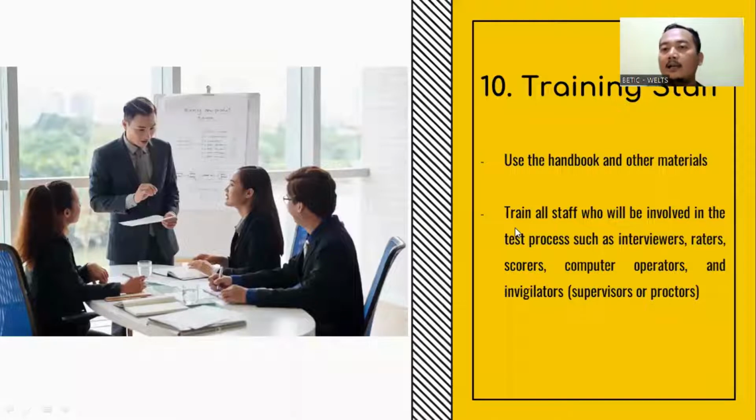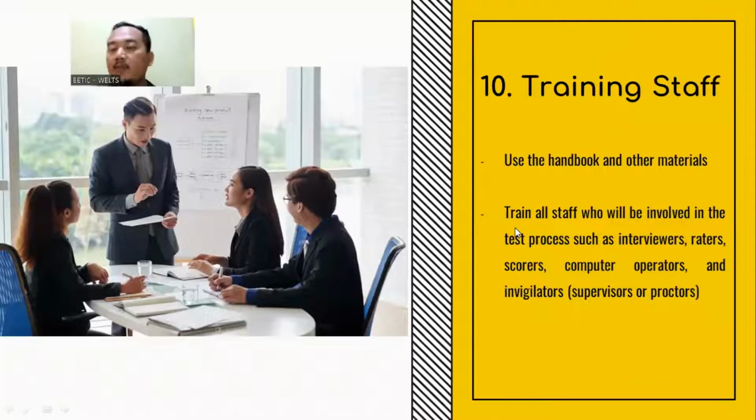Okay, and then the last stage of test development is training staff. Of course, after we make the handbook, which contains the materials for the training, the handbook can be used to train your staff, and also you can use other materials. And then you need to train all staff that are going to be involved in the test process, such as interviewers, raters, scorers, computer operators, and invigilators, or supervisors and proctors.